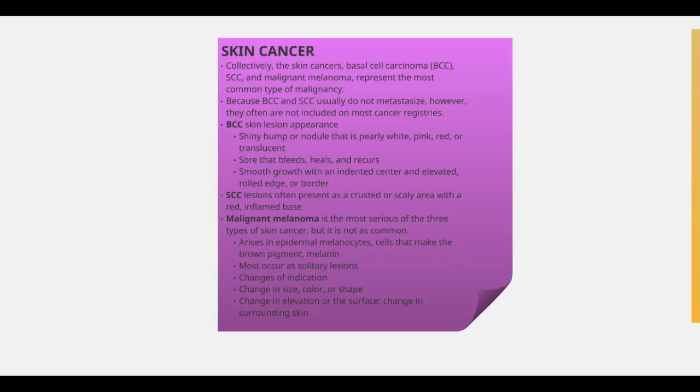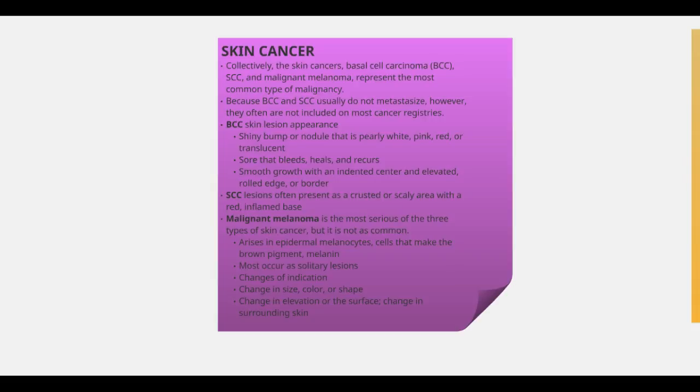So basal cell carcinoma, skin lesions, appearances. Here's a couple of things to look for. There are shiny bumps or nodules that are pearly white, pink, red, or translucent. Listen to that. Translucent. It could have a sore that bleeds, heals, and then recurs. So it may start off as a sore that bleeds, and then it heals up, and then the sore comes back, or the sore busts open again. So that's something to watch. Smooth growth with an indented center and an elevated rolled edge or border.